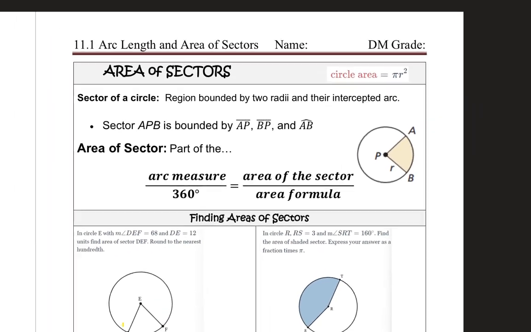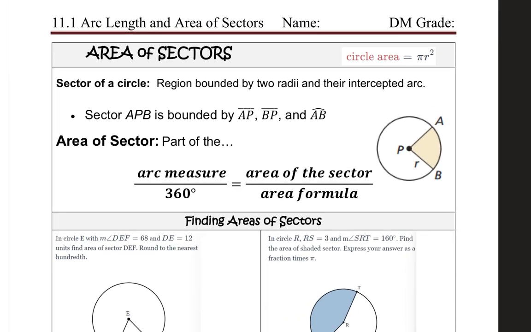So now let's talk about area of sectors. We talked about what the arc was, right? The arc is right over here. So now let's talk about sector. We know area is the inside. Area means the amount that's inside.